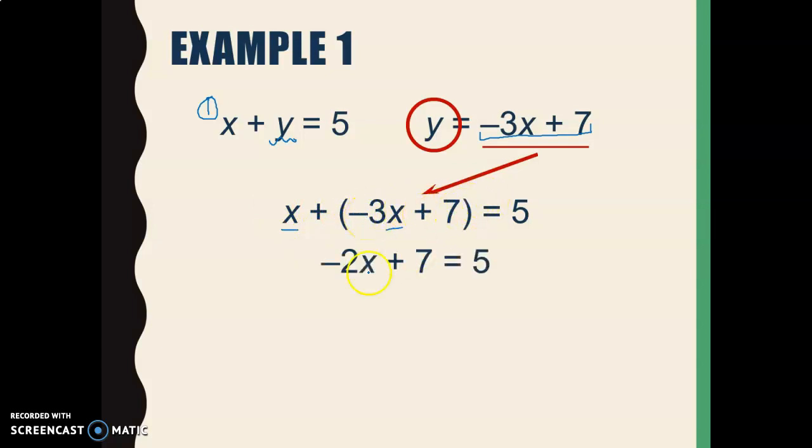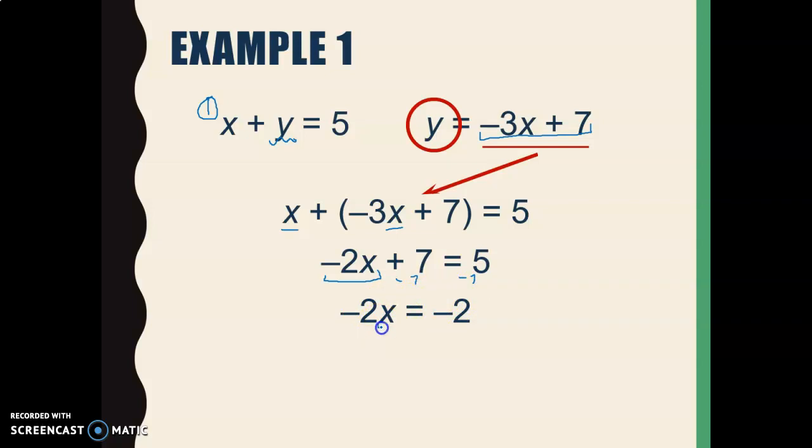plus 7 equals 5. We need to isolate our negative 2x since we're going to solve for that x here. It's got 7 added to it, so let's subtract 7. And whatever we do to one side, we have to do to the other. That gives us negative 2x equals negative 2.